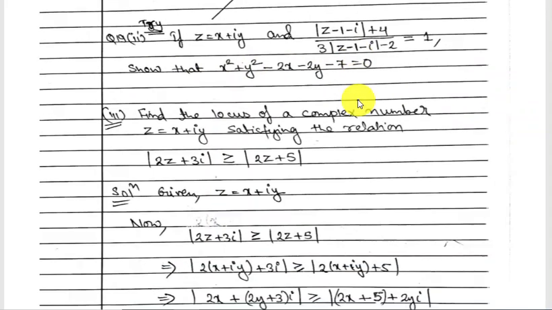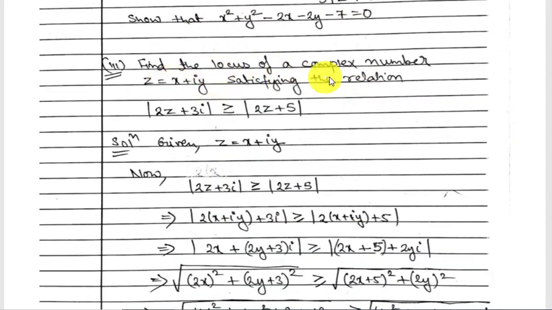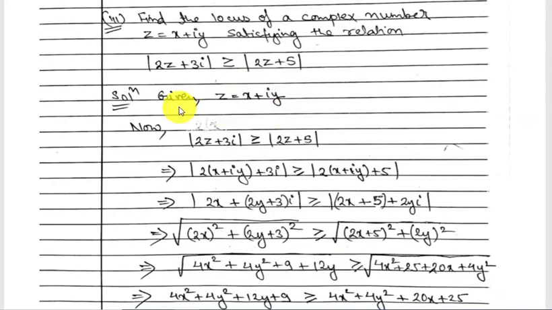So it's quite simple. Now question number 3, find the locus of a complex number z is equal to x plus iy satisfying the relation this. So one relation is given to us. Now we are looking for all those complex numbers in that complex plane which will satisfy this equation. So given z is equal to x plus iy, we take this relation, wherever there is z we replace it. Taken, replaced, and here the modulus sign is there.